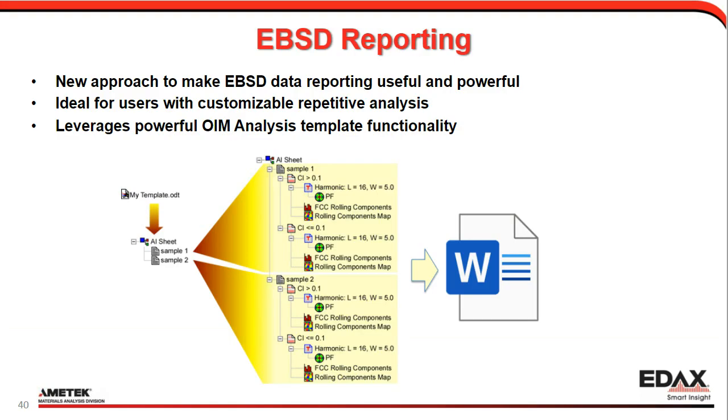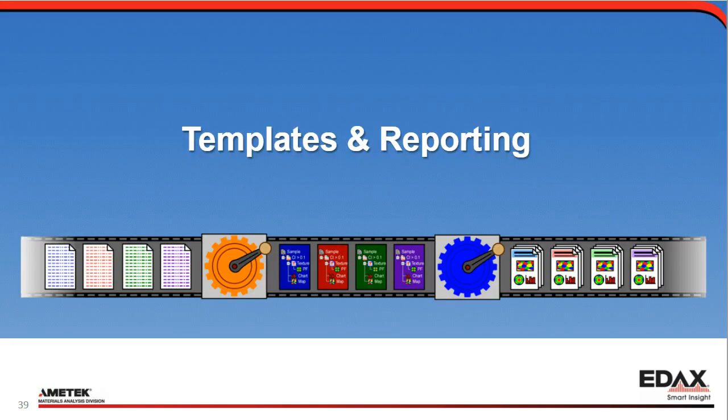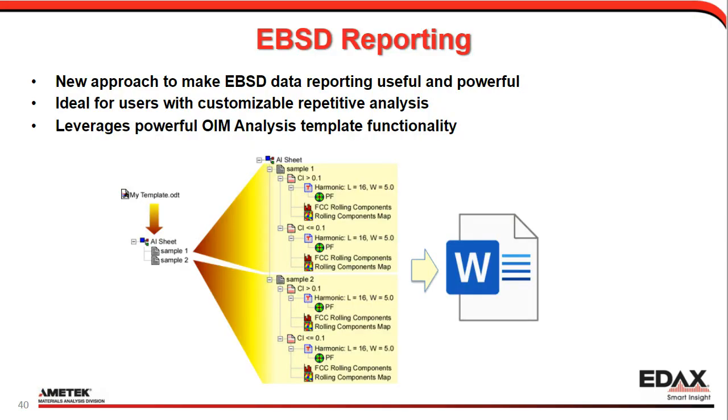So the idea is that you have data coming in on the left, and then in the middle, you use a template to crank out a set of analyses, and then those analyses you can crank further and put into a report format. It's really based on templates, so we use that powerful capability that we already have in OIM Analysis and use that to build reports automatically. So you build a template that has a whole set of analyses, you apply that to a data set, and then out comes a report.